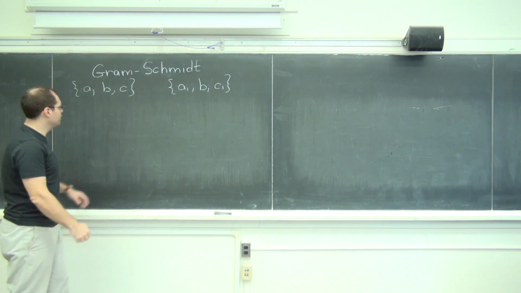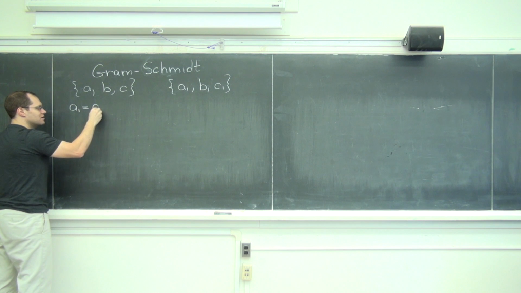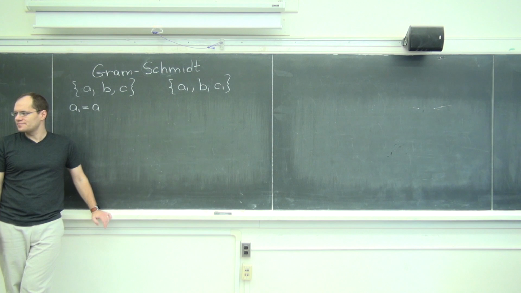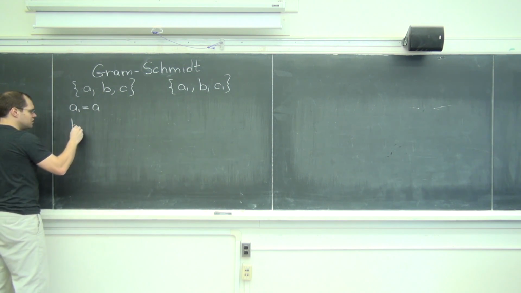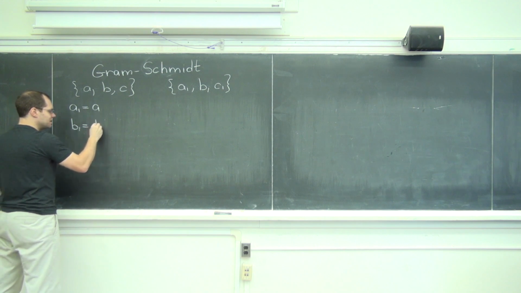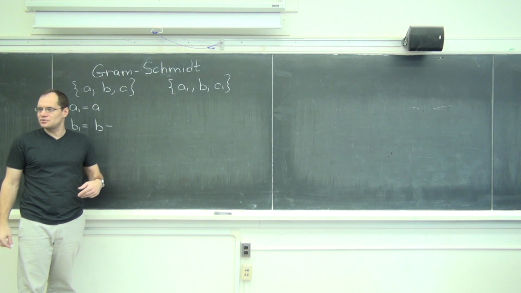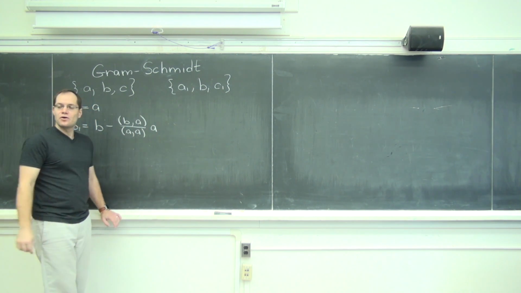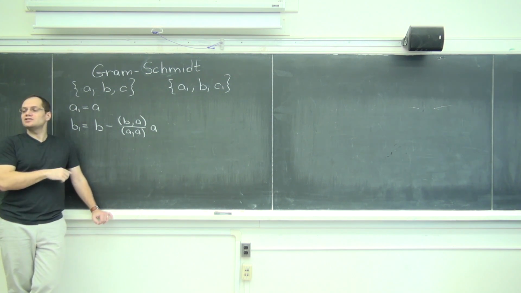So we know what to do with the first two. The first one you leave alone, so before we really left it alone, but now we'll rename it A1. So A1 is the same as A. B1, well we know what B1 is. B1 is B, and you have to subtract from it its projection onto A. With one small correction to this formula, which will be much more important in the second step.